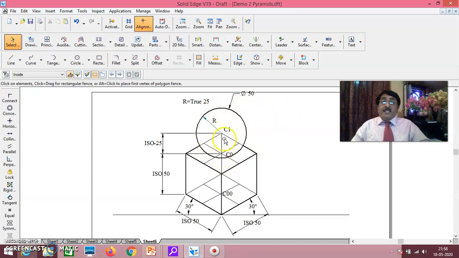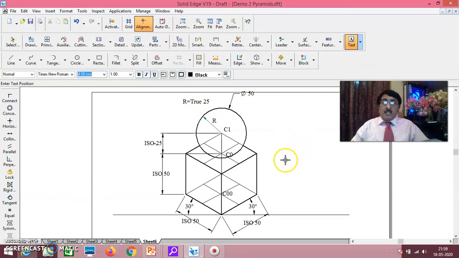But the axis will reduce. That is why for C0 to C1 you take ISO 25, and with C1 as center, through 25 you draw an arc, or draw this separately and put it here. Clearly call R equal to true 25, which is diameter 50. This you have done. This is the isometric projection. Immediately you call this the isometric projection.